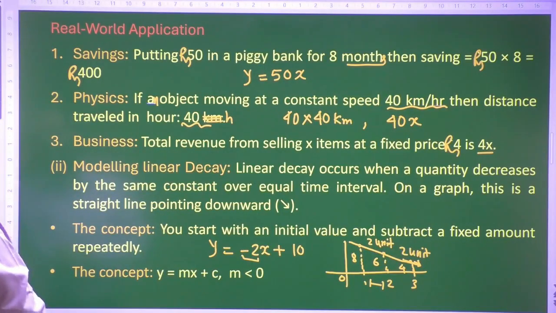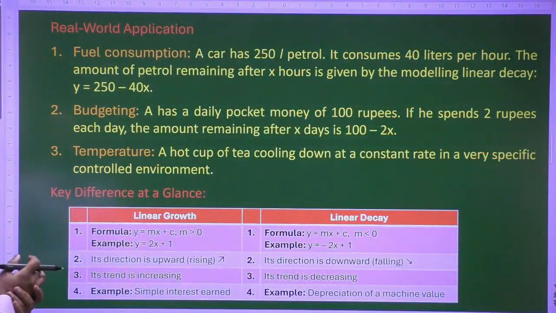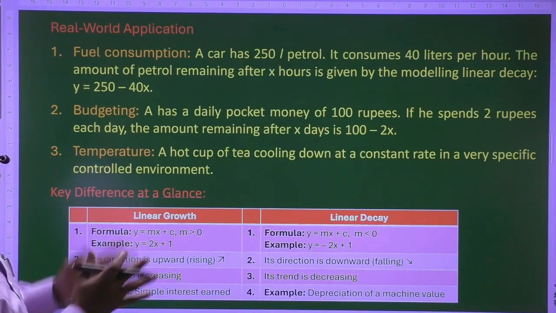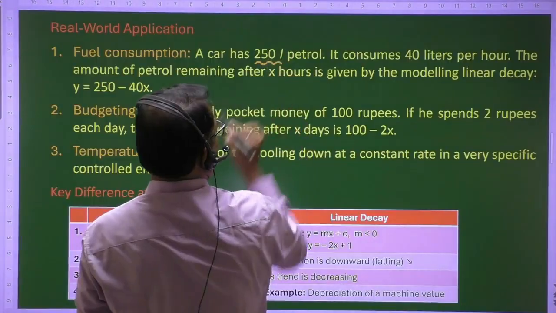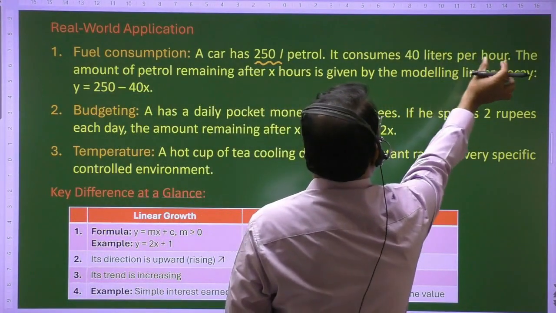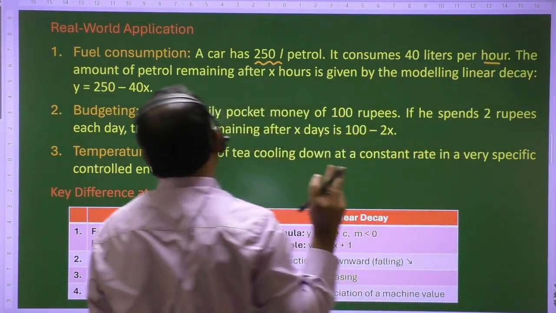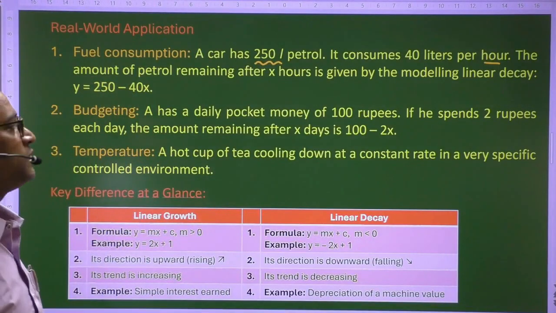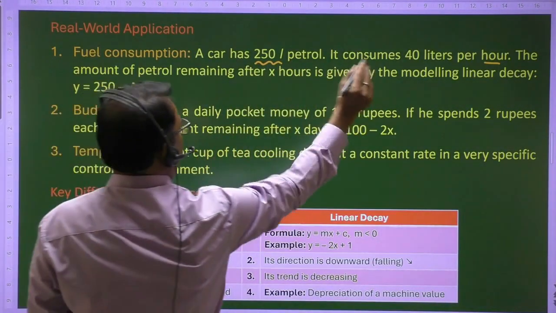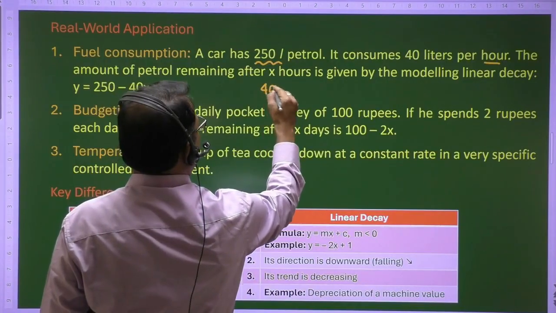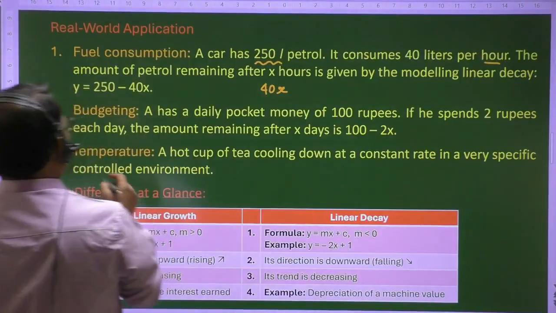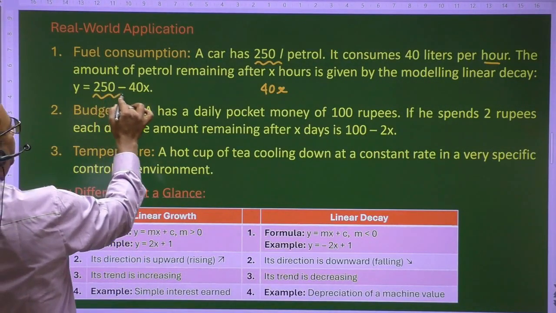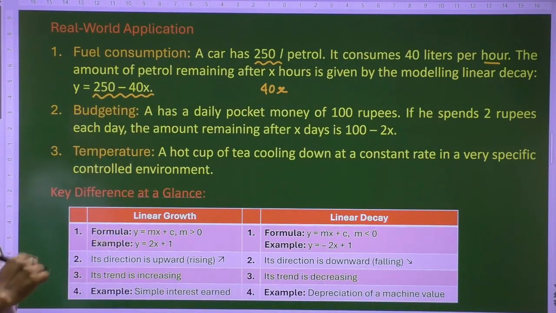Okay now, take some real life examples. Fuel consumption. Suppose in your car you have 250 liters of petrol. It consumes 40 liters per hour. So in 1 hour, 40 liters are consumed. For x hours you consume 40x liters of petrol. So after x hours, the amount of petrol left in your car is 250 minus 40x.